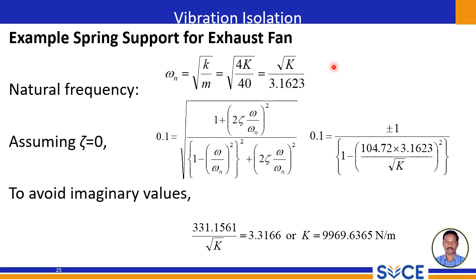Next, we need to use the transmissibility equation. Since we are dealing with rotating unbalance, we will use the equation. We can rearrange this equation to solve for omega squared. Now we know that omega sub n equals the square root of K divided by m. Since we have 4 springs, the total stiffness K is given. Therefore, the natural frequency equals the square root of 4K divided by the mass, that is 40. Substituting these values, we will get the natural frequency in terms of K.